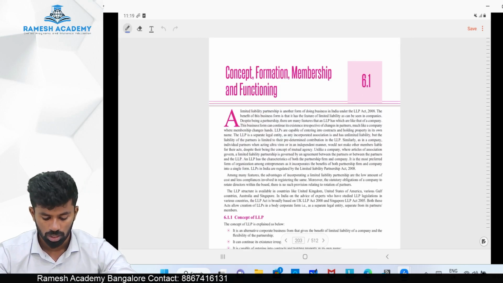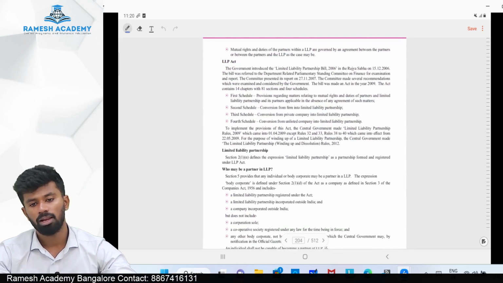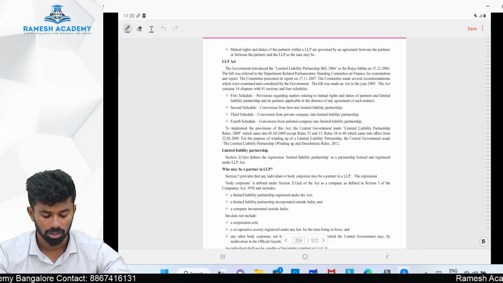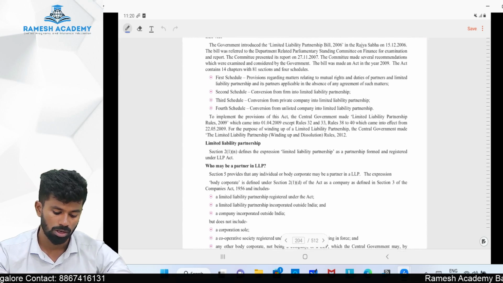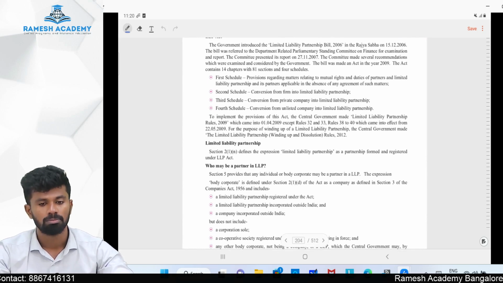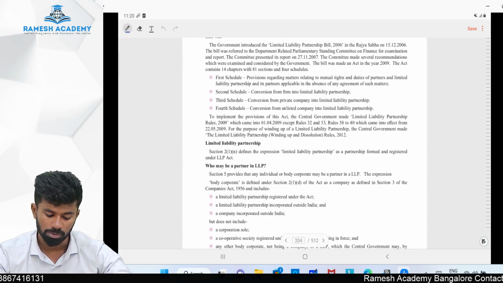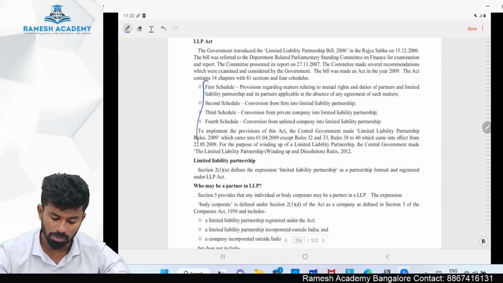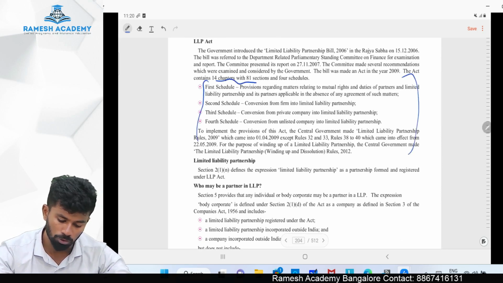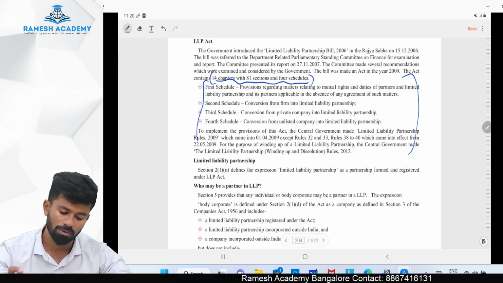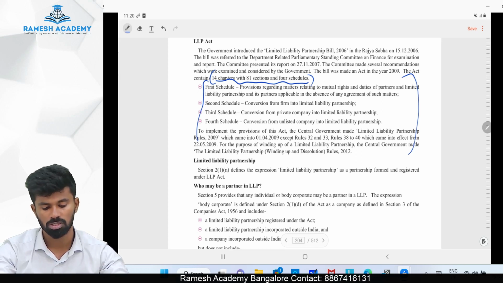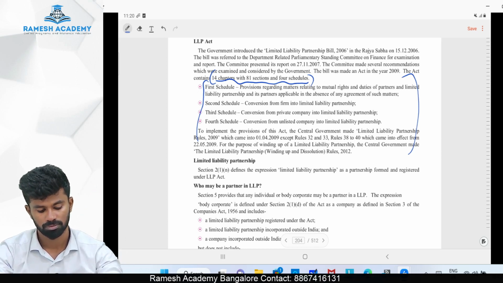Now, the LLP Act 2008 is the one which provides the provisions with respect to LLPs. How many chapters do we have in the LLP Act? 14 chapters, 81 sections and 4 schedules.